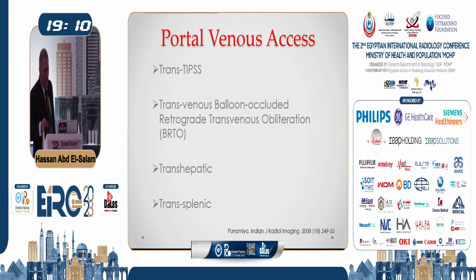So how can we access the portal vein? We can access the portal vein through an existing TIPS stent, or we can do a balloon-occluded retrograde transvenous obliteration, what we call BRTO. We can go percutaneously through the liver, transhepatic, or percutaneously through the spleen, a transsplenic approach. So these are the four approaches to access the portal circulation.